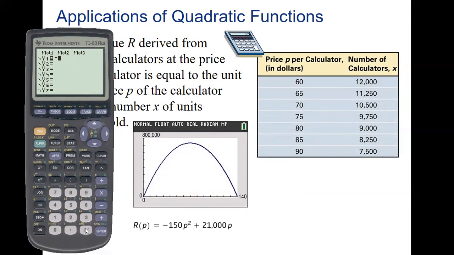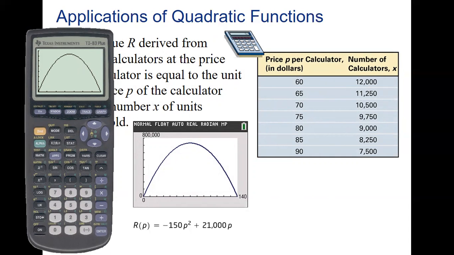So here, I'm going to graph negative 150, but instead of P, I'm using X squared plus 21,000 X. I'm going to change my window. So my X min is 0. My X max is 140. I'm going to count by 20s. I have 0 for Y. I go up to 800,000. I'm going to count by 100,000s. And I'm going to hit graph. And bam, there's my beauty.